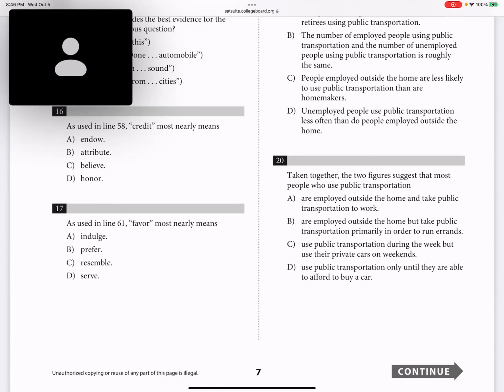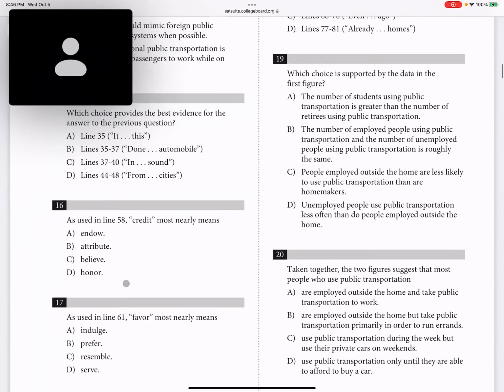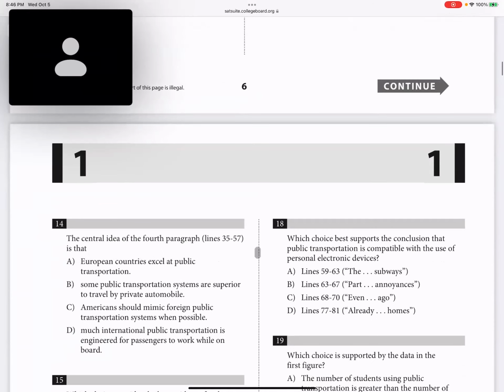Yeah, prefer. I would definitely agree. Yep, they would prefer, right? They prefer cities to suburbs. Absolutely. All right, let's see 18.